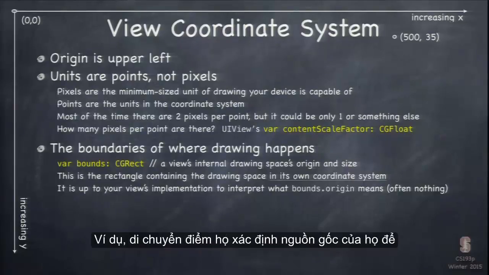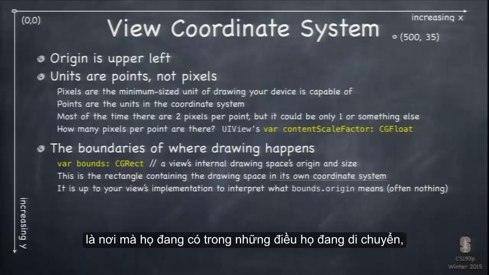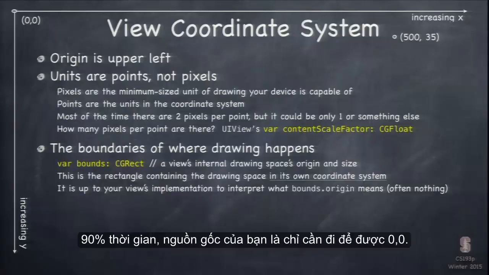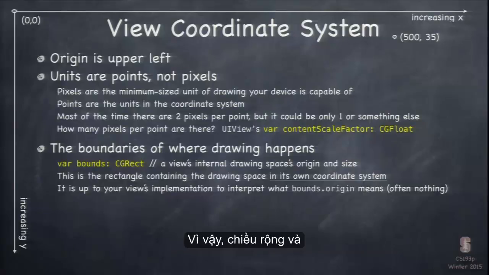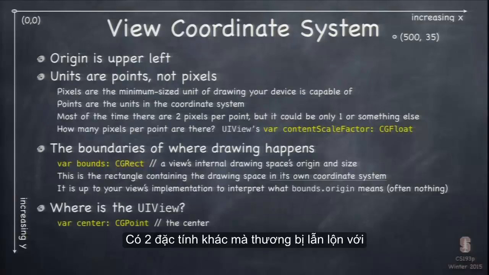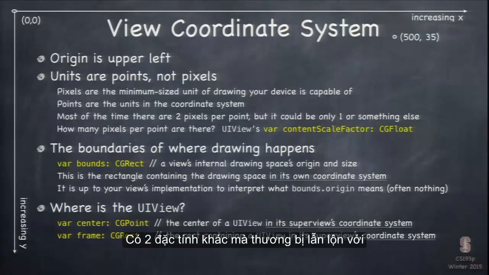For example, scroll views define their origin to be where they are in the thing they're scrolling. That's just what they define origin to be. But 90% of the time, your origin is just going to be 0, 0. And so the width and height is what you're going to care about. How big a space am I drawing into? There are 2 other properties that often get confused with bounds, but don't let this happen to you.